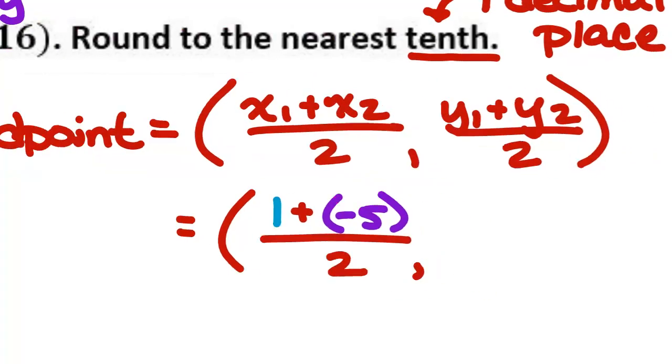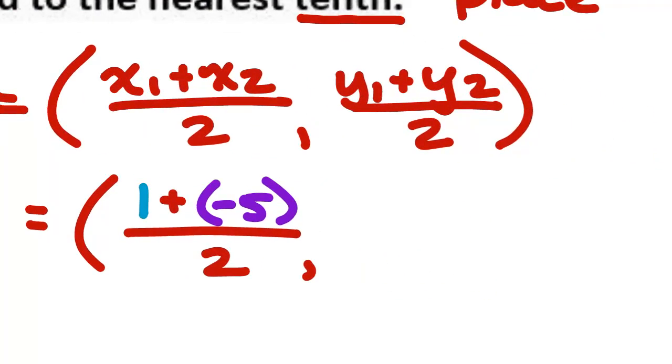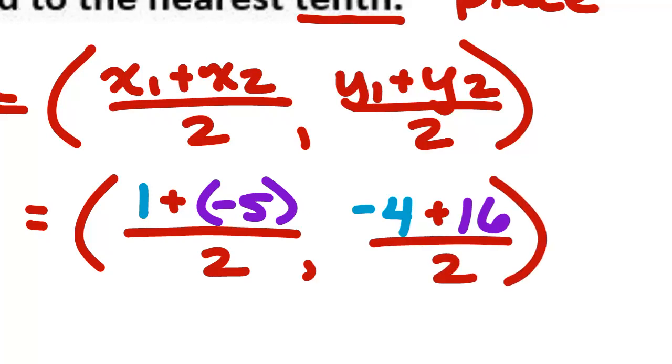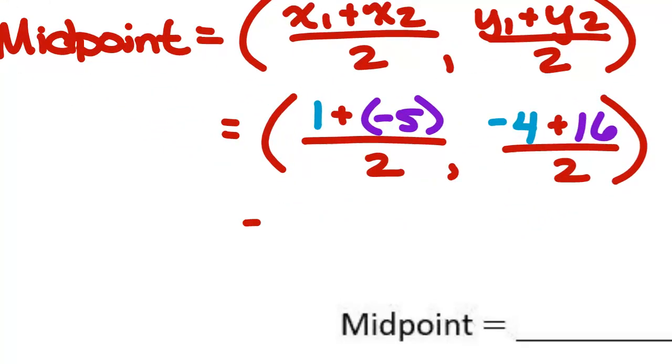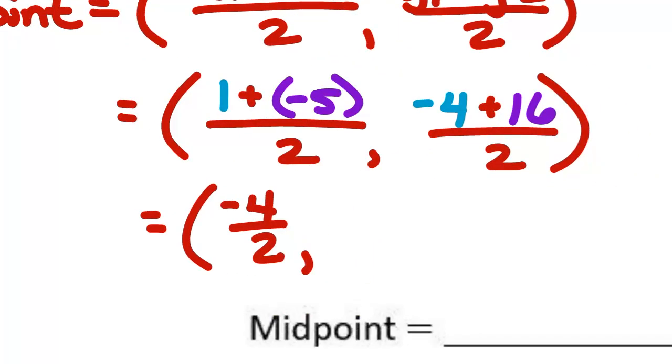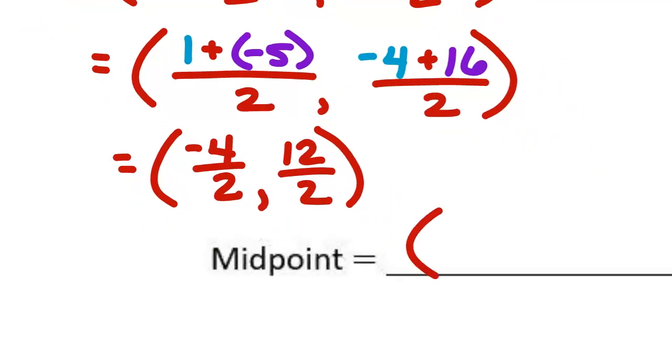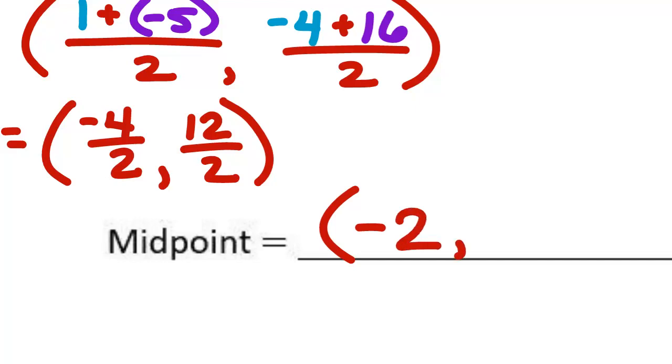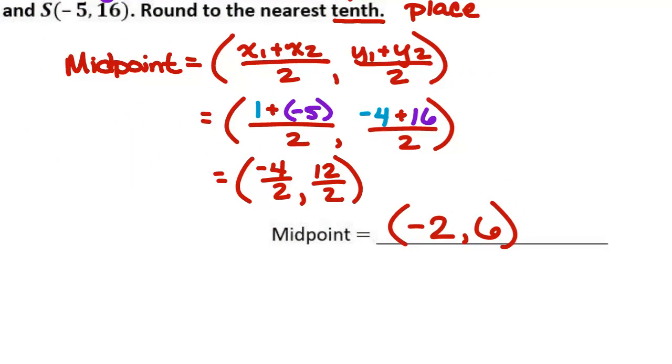Then we do the same thing with the y's. We're going to do -4 plus 16. Cut it in half. 1 plus -5, that's -4. So I have -4 over 2. -4 plus 16 is 12. So I have 12 cut in half, or 12 over 2. So I end up with a midpoint of -2, 6.